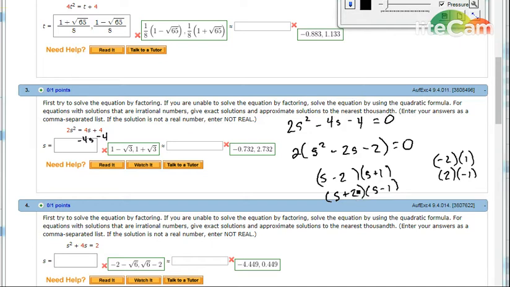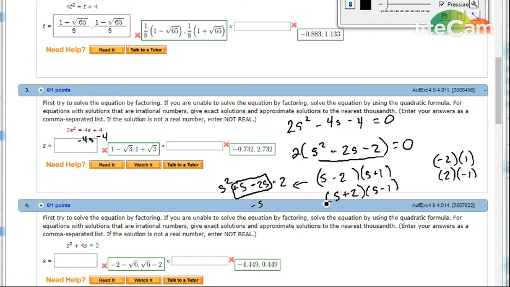Neither one of these appears to give me the same equation as I have up here. Because when I FOIL these, this top one here gives me s squared plus 1s minus 2s minus 2. Okay, so we can subtract 2s from s. That gives us a negative s. We needed a negative 2s in the middle.